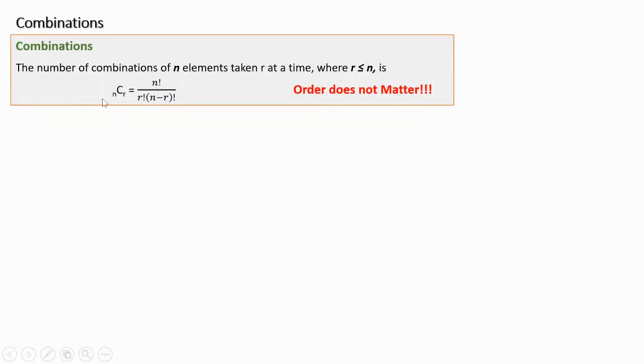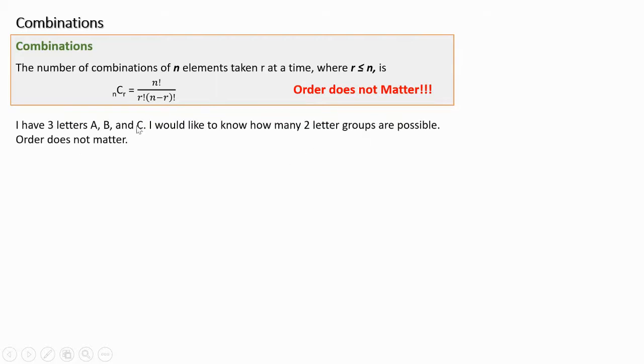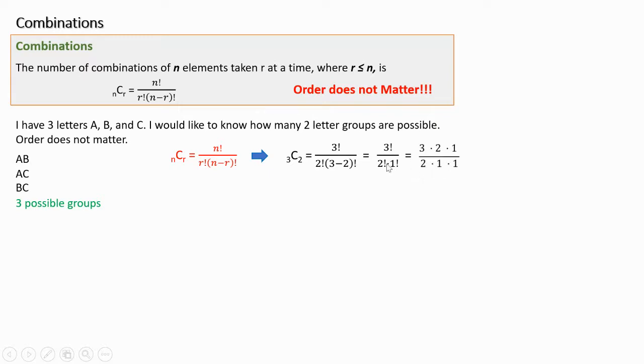Now, combination is different. For combination, the order does not matter. Remember those 3 letters, guys, that we wanted to put in groups of 2? It can be AB, it can be AC, or it can be BC, because AB and BA are the same thing, because order does not matter. So now let's use the formula. 3 combination 2 is going to be 3 factorial over 2 factorial times (3 minus 2) factorial. 3 factorial gives us 3 times 2 times 1. The 2 factorial gives me 2 times 1. 1 factorial gives me 1. So the answer will just be 3.